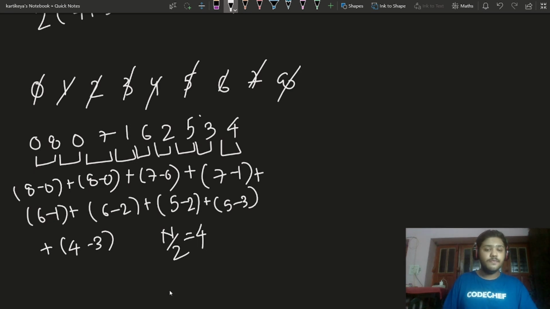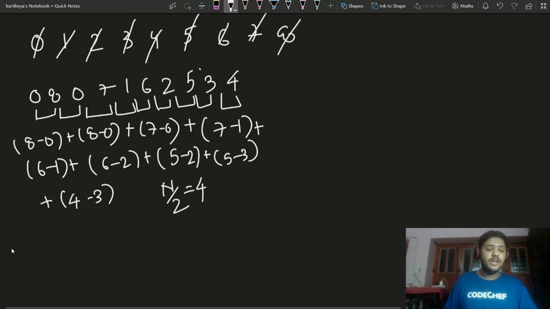Now, every number which is greater than n by 2, let's see how many times it is occurring. According to the formula, it should occur 2 times. 8 is greater than 4, it is occurring 2 times.